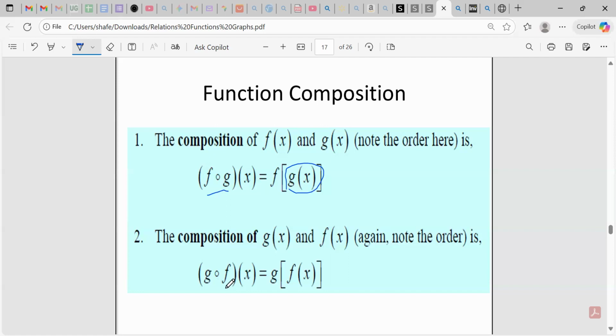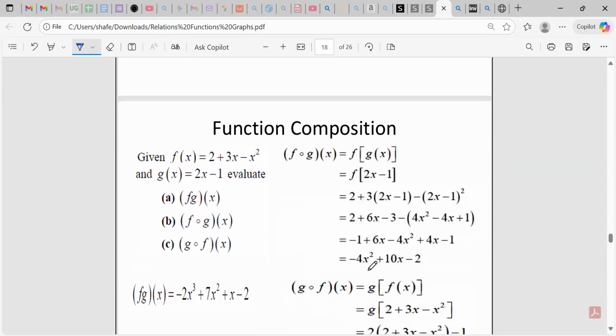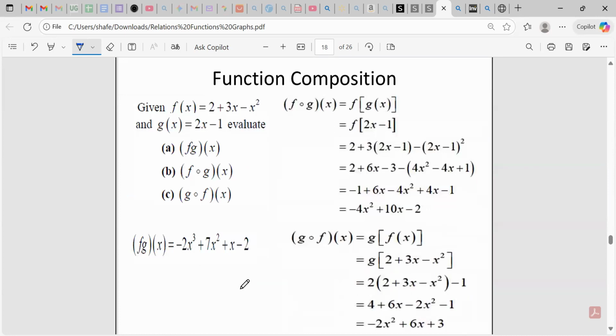In this case, f being on the inside, you perform f first, and the output of that you put into g, the outer function. And that's what you see here. You find f(x) first, whatever the answer is, then you put it in g, right? Function composition. And we're going to see some examples here.